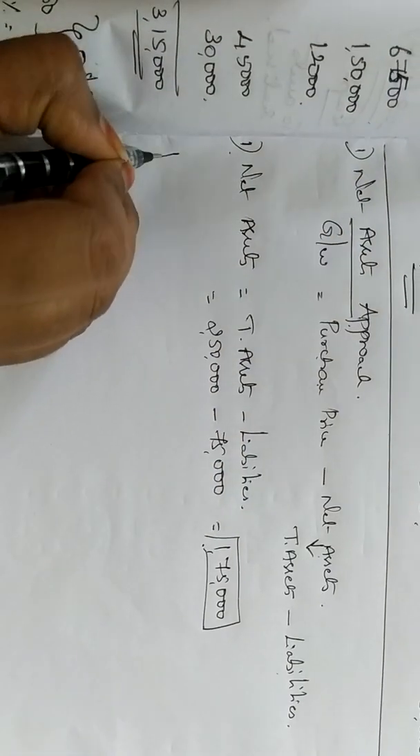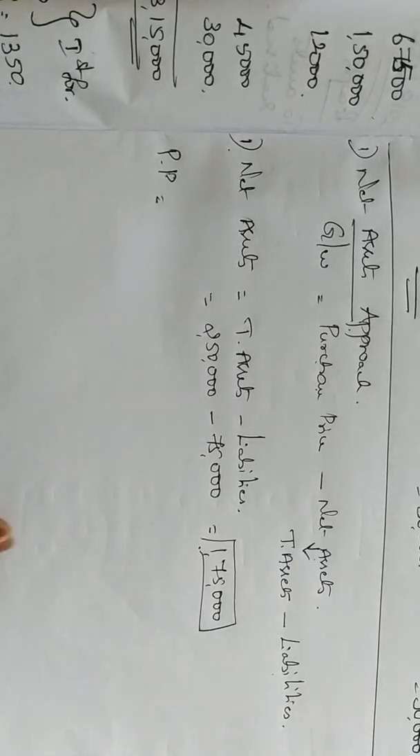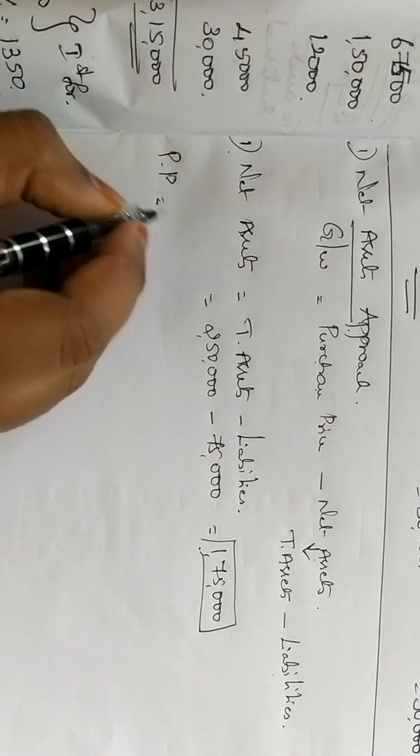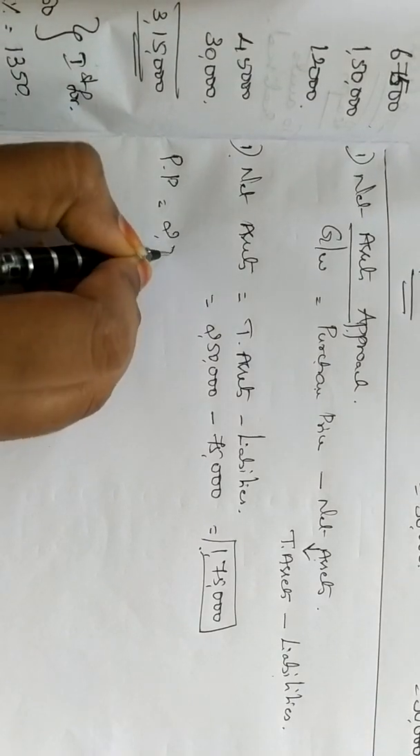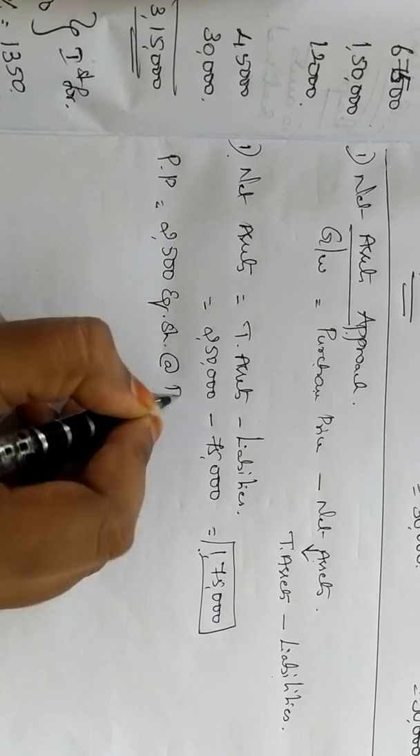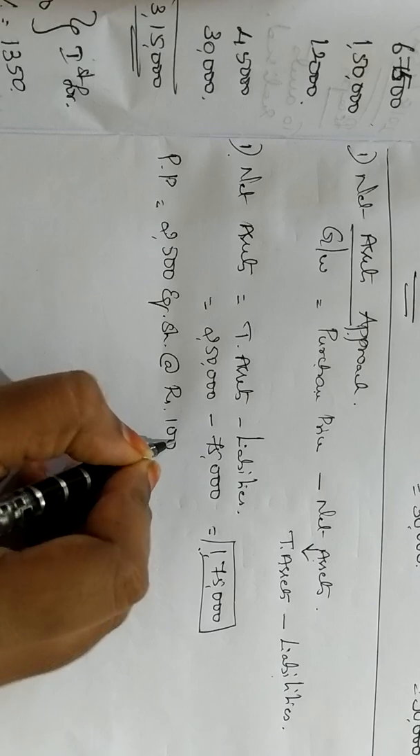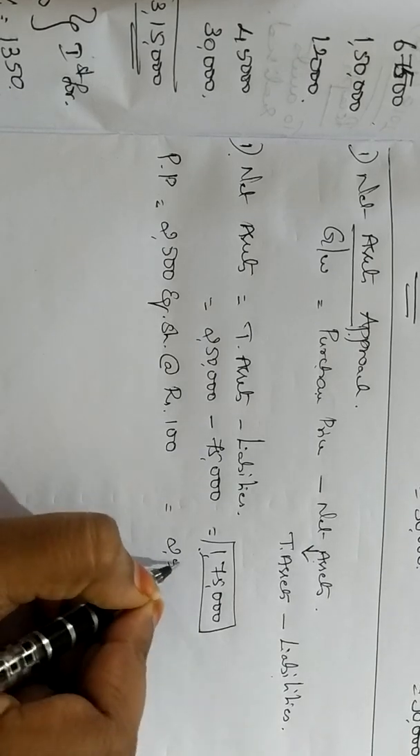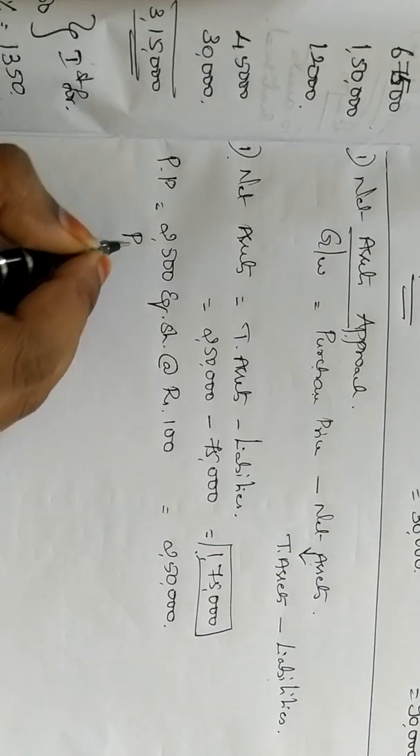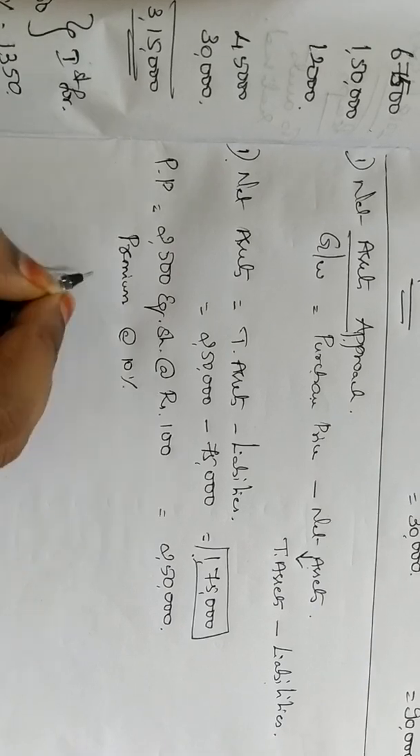Next is what? Purchase price. How do you calculate your purchase price? Here they have told the company is not purchasing another company for cash, but they are purchasing for shares. How many shares? 2,500 equity shares were issued at rupees 100 each. So 2,500 into 100 is 2,50,000. Okay. Along with this, they are also giving at a premium. Premium is at 10%.